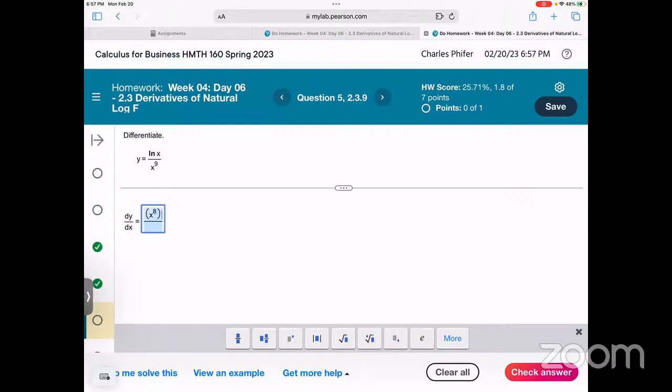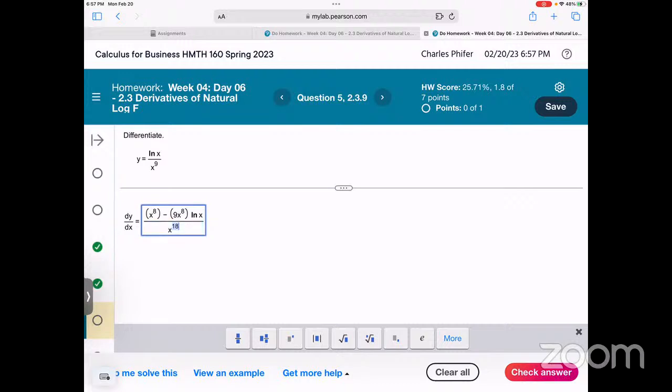So the bottom times the derivative of the top minus the top times the derivative of the bottom. Let's use our parentheses. The derivative of the bottom in this case is going to be 9x to the power of 8. I just put it in front of the log. All over the bottom squared, which is x to the power of 18, right?